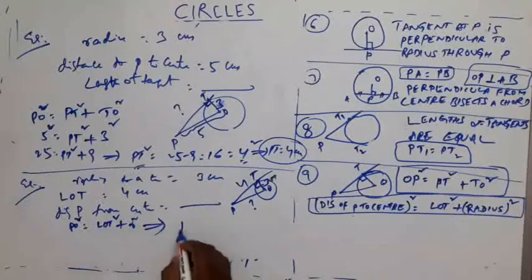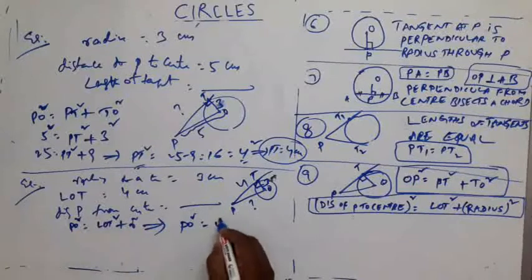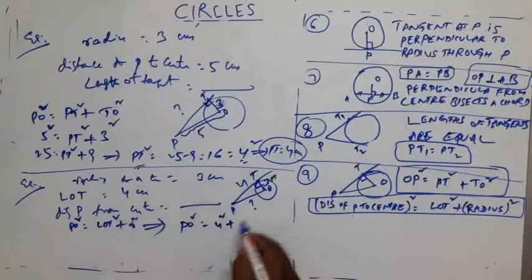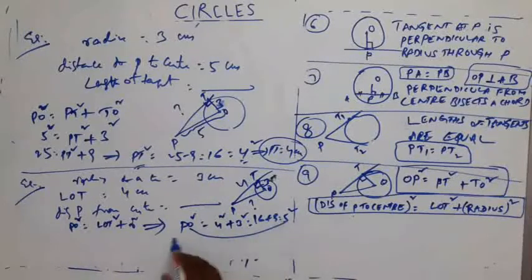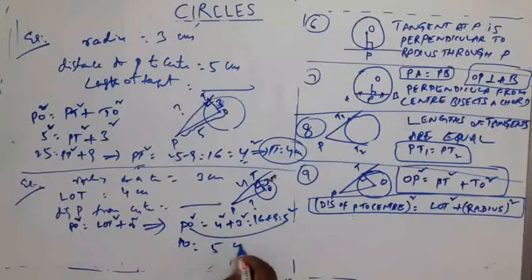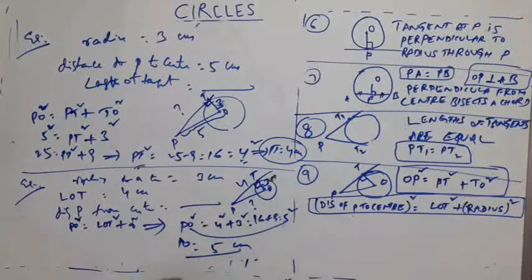This implies PO square is equal to, we know these two. Length of tangent is given as 4 centimeters, so 4 square. Radius is given as 3 centimeters, so 3 square. So this is 16 plus 9, that is 25, which is 5 square. PO square is 5 square, so PO is 5 centimeters. So the distance of P from center is 5 centimeters. I think you have got the idea.